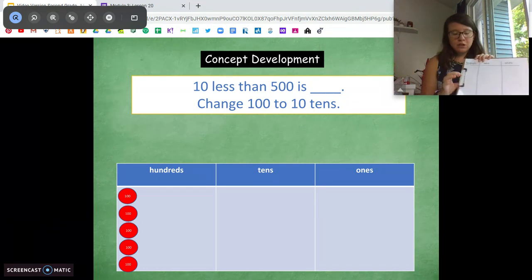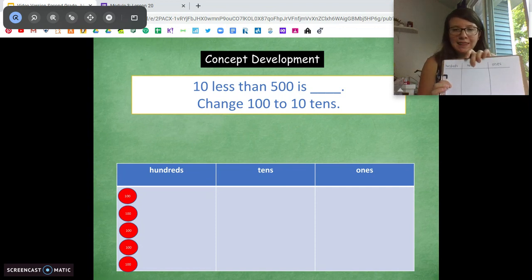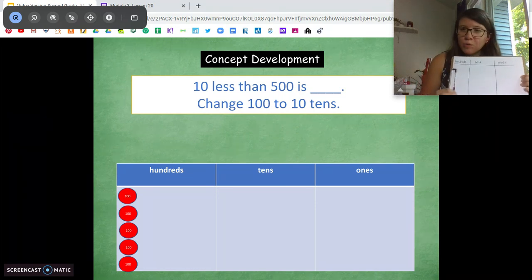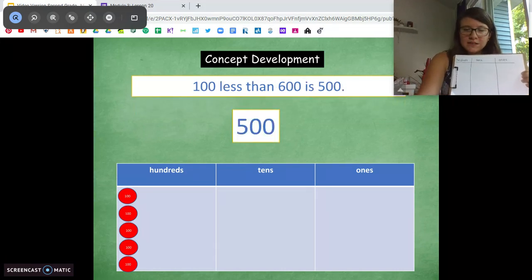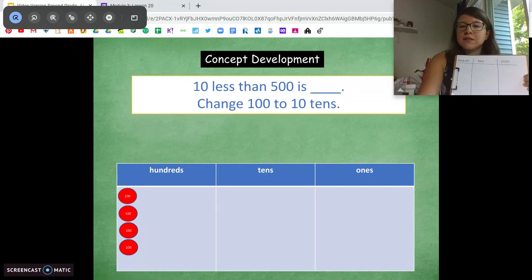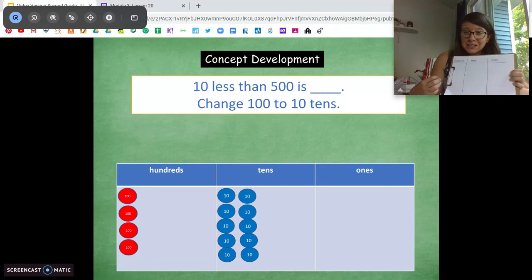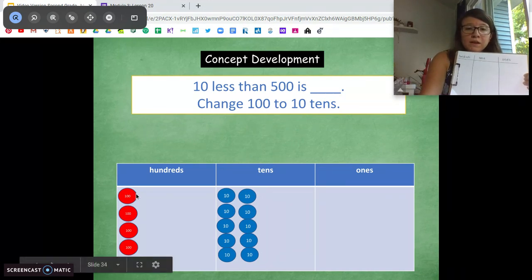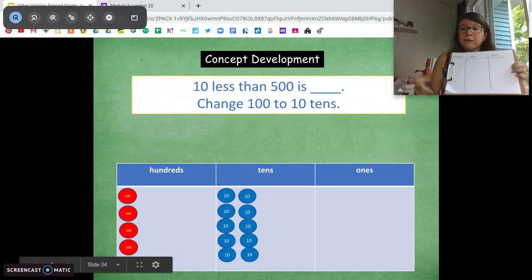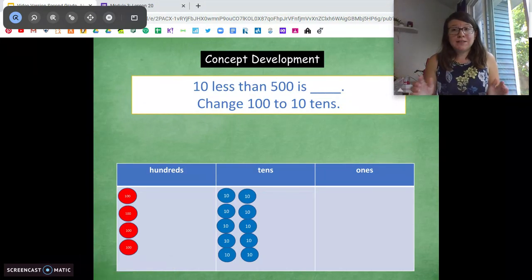So in order to figure out what 10 less is, I want to take one of these hundreds and change it into 10 tens. So take one of your hundreds discs away and then put 10 tens in its spot. That's still going to equal 500, right? 100, 200, 300, 400, and then we have those 10 tens that equal 500. Now, we're just moving them around to make it easier for us to figure out what 10 less is.